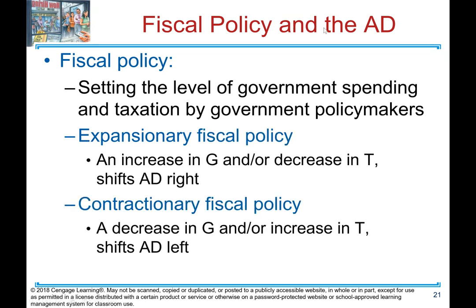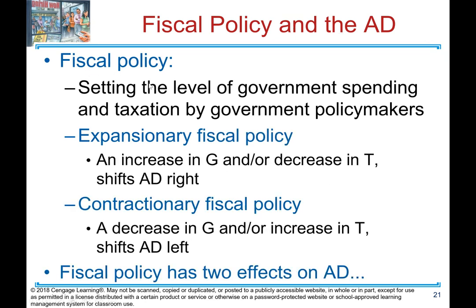Fiscal policy and aggregate demand. Fiscal policy is setting the level of government spending and taxation by government policy to achieve economic stability. Expansionary fiscal policy is an increase in government spending and or decrease in taxes, and that will shift aggregate demand to the right. That would be a policy that would be in place when the economy is in recession and needs to be stimulated.